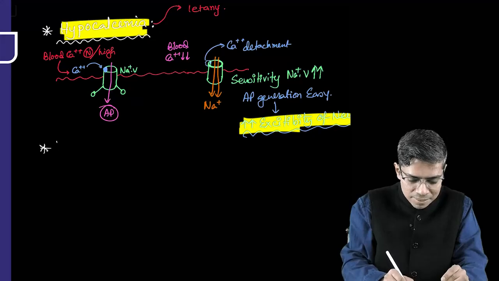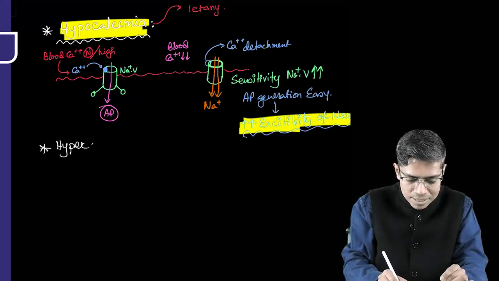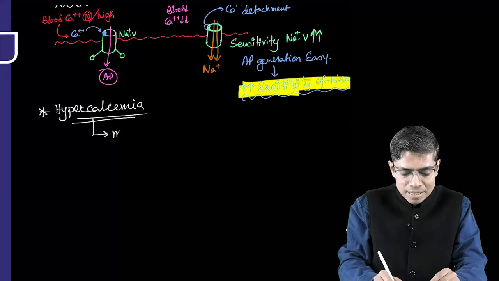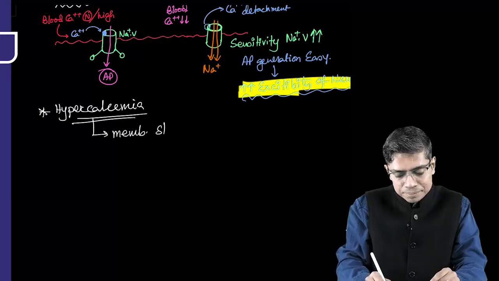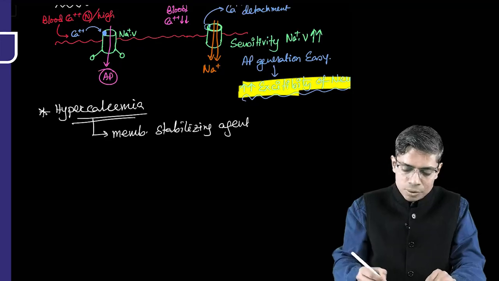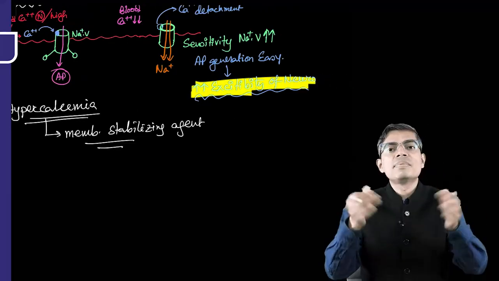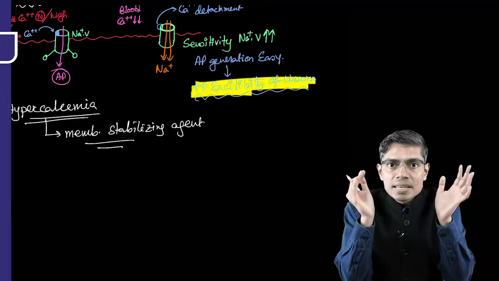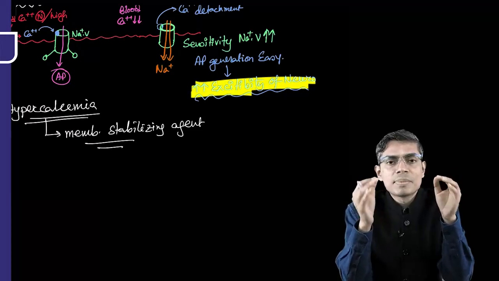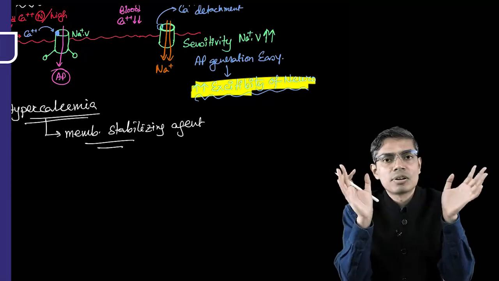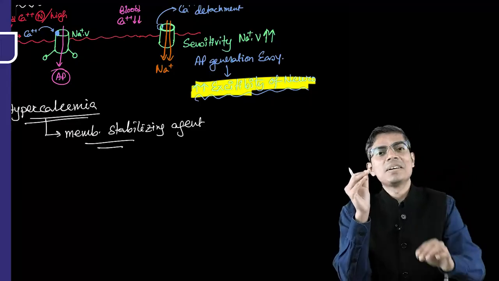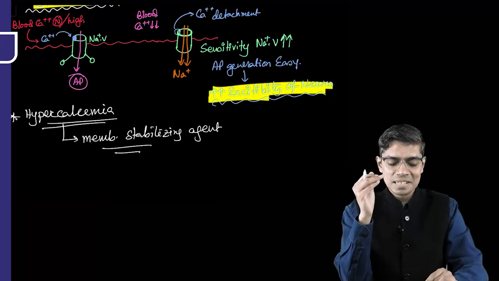So that's why, you know, hypercalcemia, when the calcium is very high, is a membrane stabilizing agent. You will read this in pharmacology. Hypocalcemia means the membrane will be excitable, and if the calcium level is high, then it will cause blocking of the extracellular mouth of the voltage gated sodium channel. So what will happen? The membrane will be stabilized. Action potential generation will not be easier. That is known as the membrane stabilizing property of calcium. Higher calcium means membrane stabilizing agent.